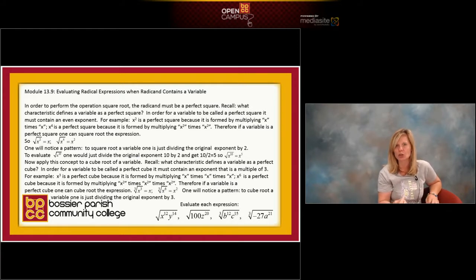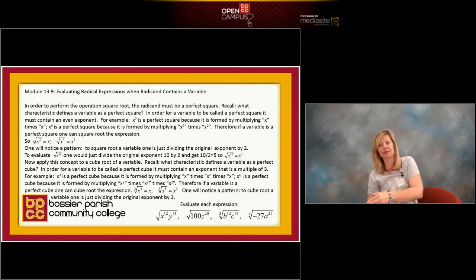So that's your shortcut. If I give you the expression square root of x to the 10th, that's in your PowerPoint, there's no work. X to the 10th is a perfect square. It has an even exponent. The exponent's 10. To get the square root of that term, you take the exponent and cut it in half. You divide it by 2. What's 10 divided by 2, everybody? That's 5. So the square root of x to the 10th would be x to the 5th.